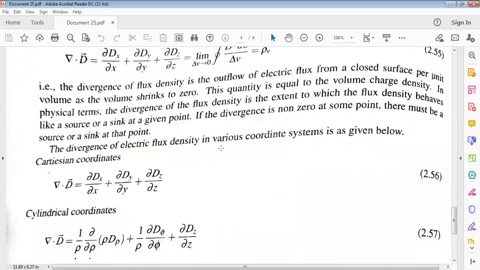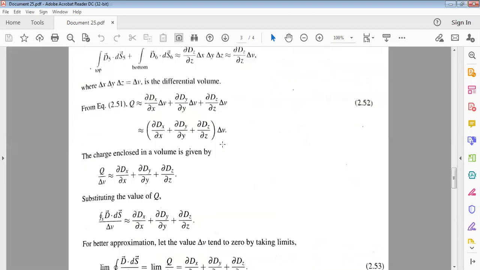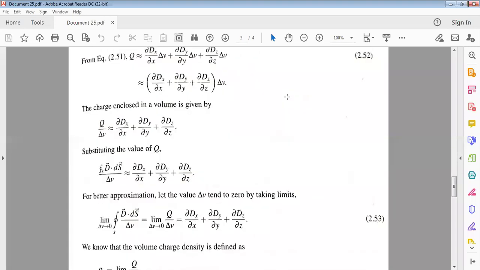The point form is del dot D equal to rho v, whereas in integral form, Q equals the surface integral of D dot dS. That is the integral form. Or Q enclosed equals the surface integral of D dot dS. Or simply, the electric flux density around a closed path is always equal to the charge enclosed by that surface. That is the integral form. It is very, very important. And the point form of Gauss law is represented in Maxwell's first equation.